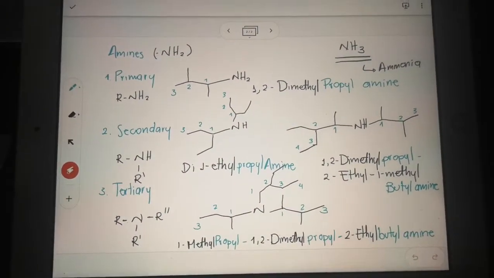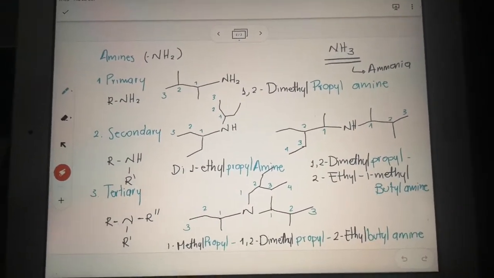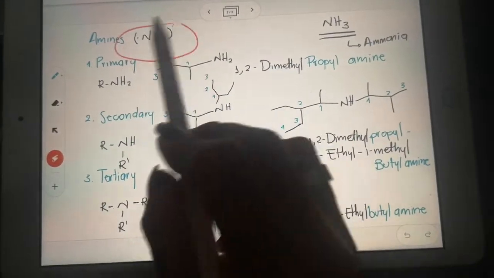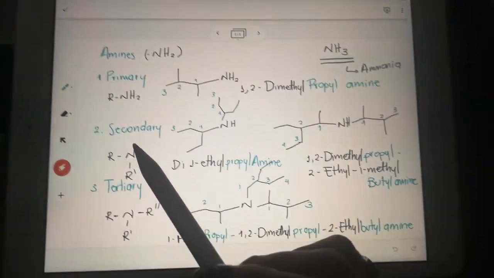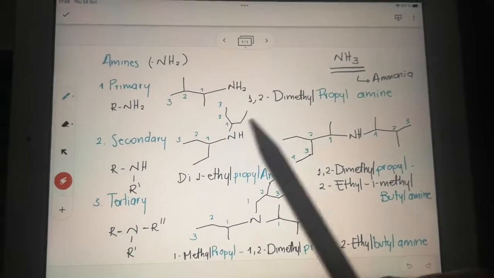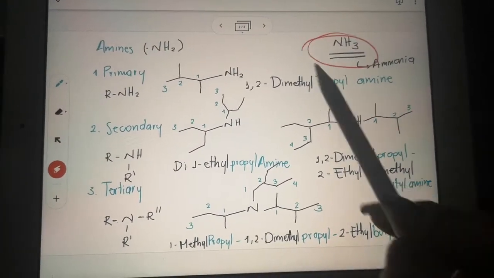The final compound are the amines. So if you remember, it is the main functional group of an amine, NH2. I mean, how can you recognize this? Where it comes from? It comes from the ammonia group.